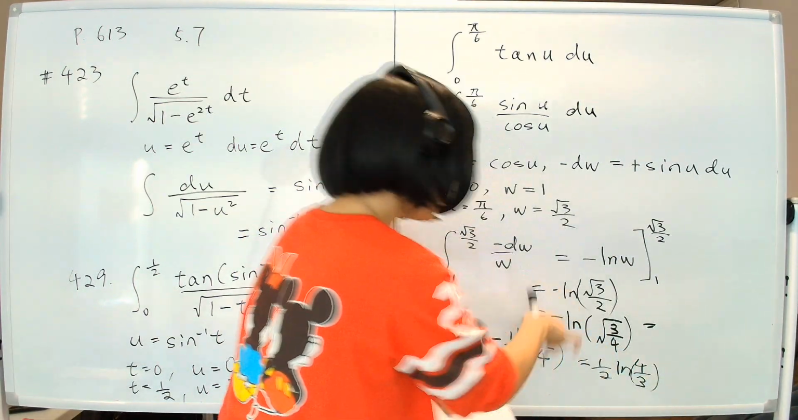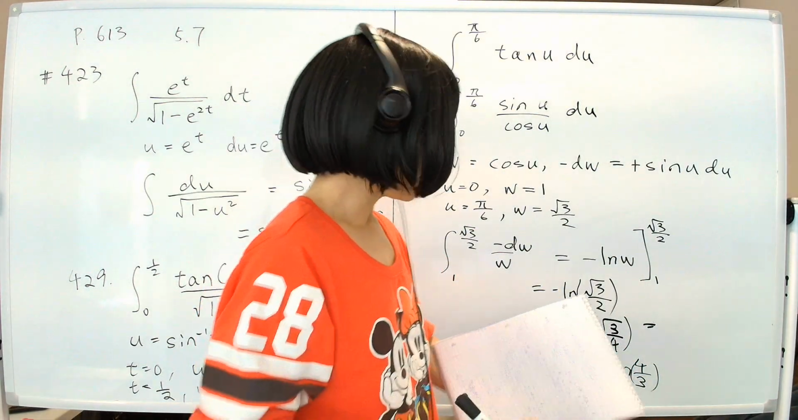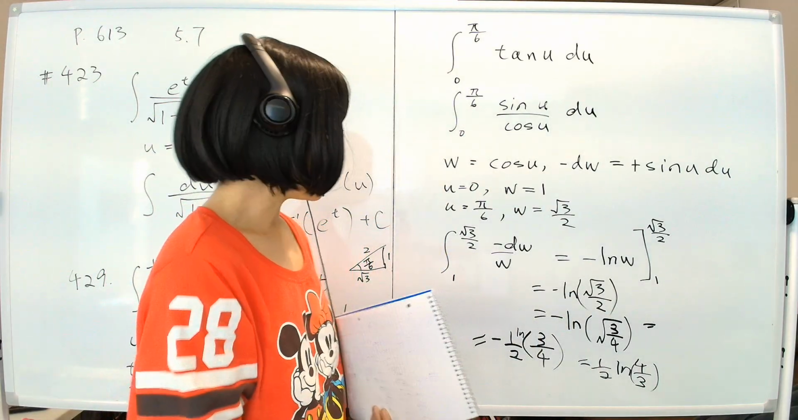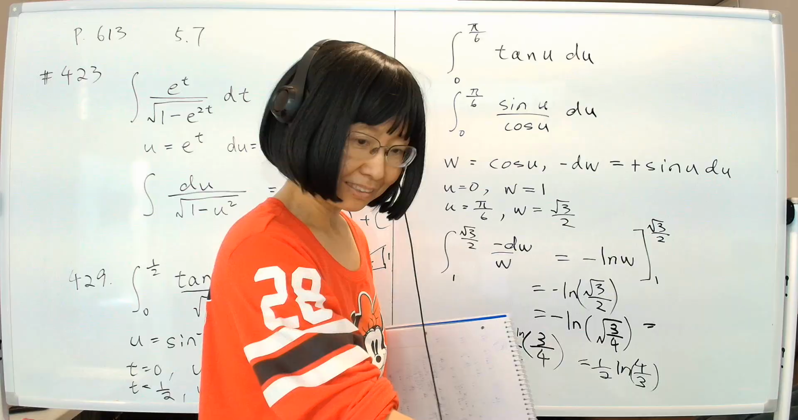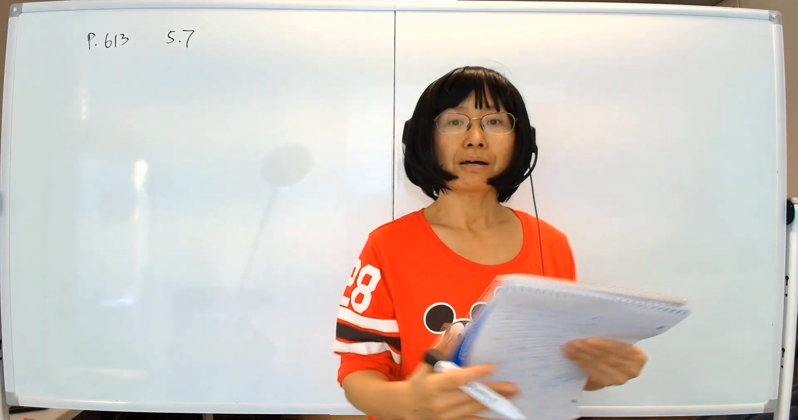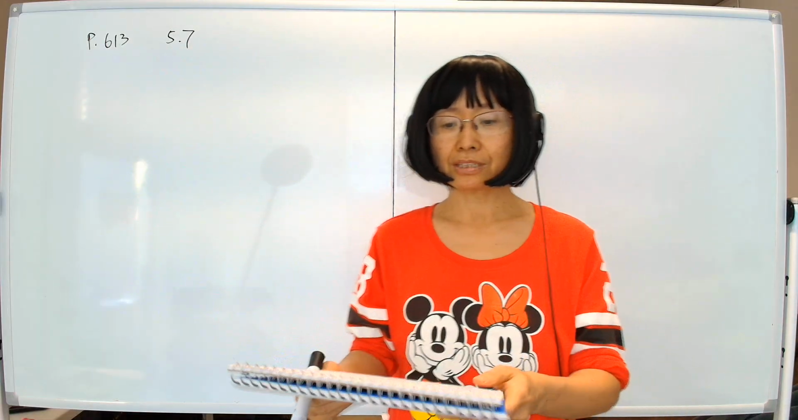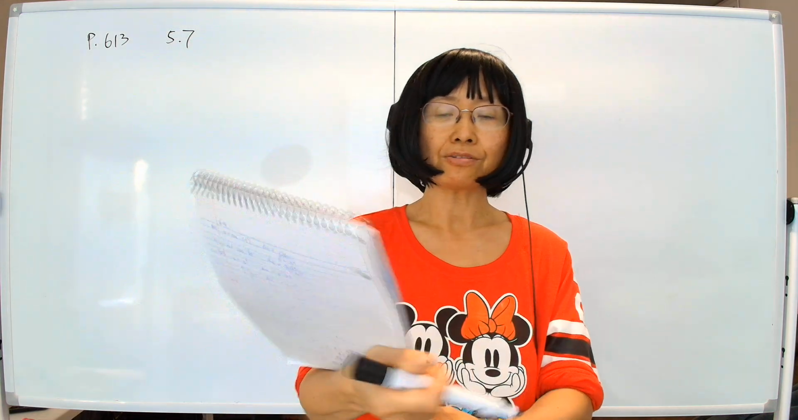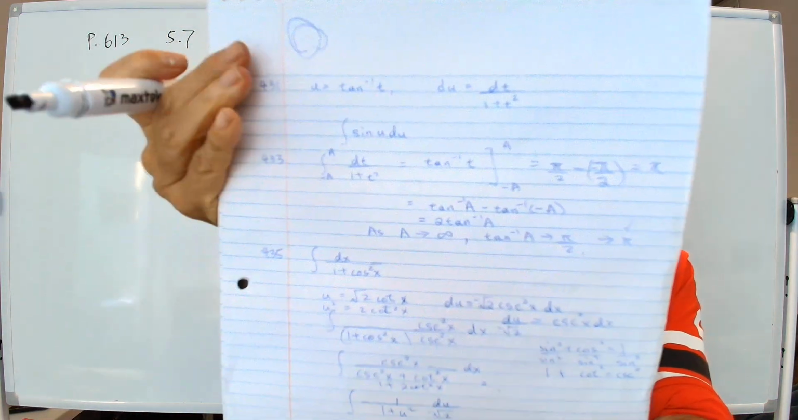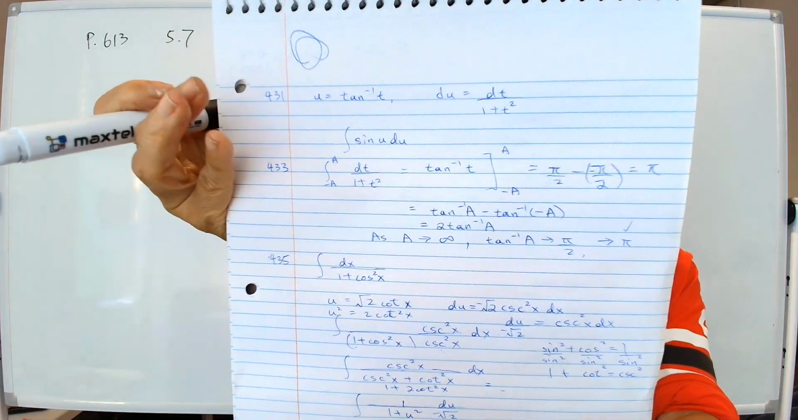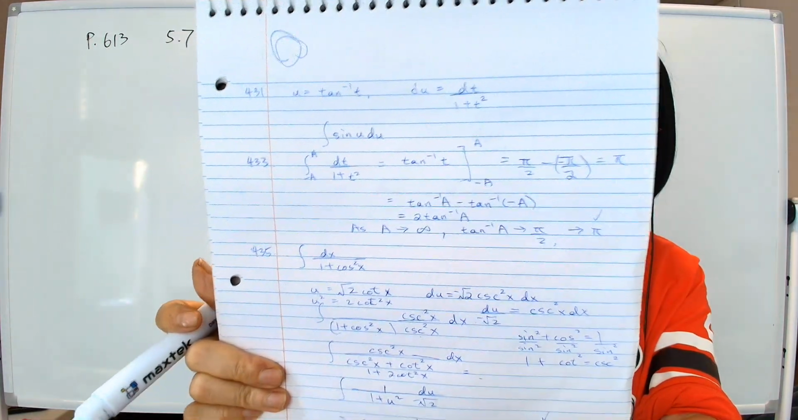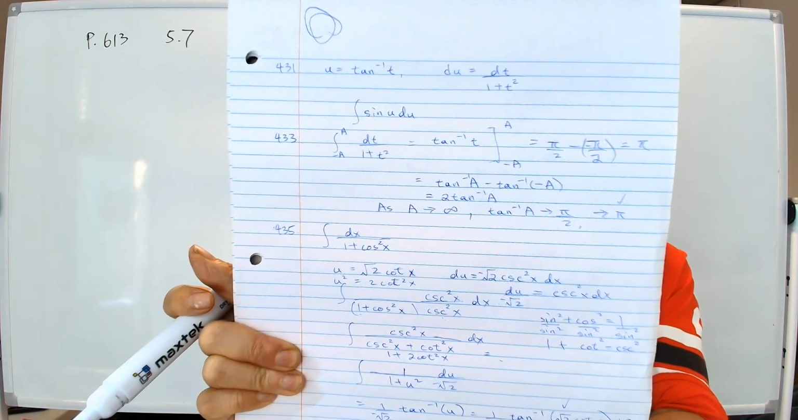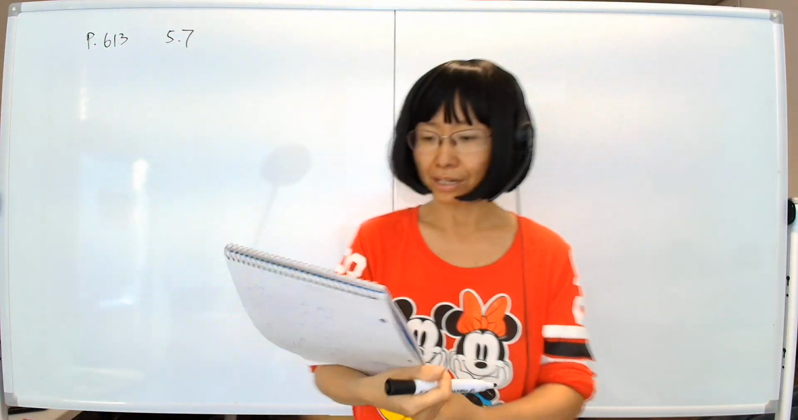Is that important? No, not to me. But to make the answer look like the one in the back of the book, that is what you have to do. So next, problem 431, which looks very complicated until you realize that if you let u equal the tangent inverse, then du will take care of the denominator, and everything will go back to just integrating sine u du. So the answer will come out nicely.